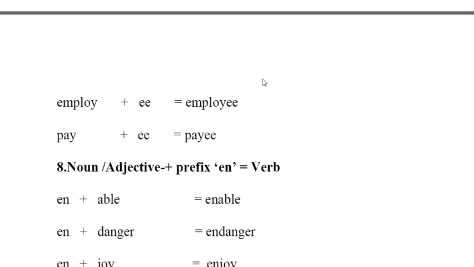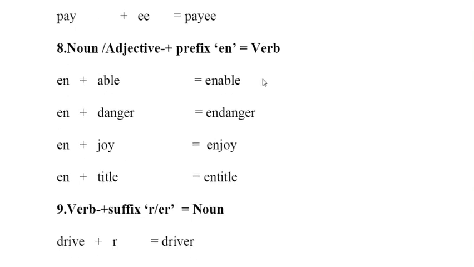Okay. So number 8 says noun or adjective, and if prefix en is added with this, it becomes a verb. Like en plus able, enable, so it becomes a verb. It was an adjective. Danger, so en is added with this, and endanger. Joy, a noun it was, en is added, enjoy. Title, en is added, entitle. So prefix en is added with a noun or adjective, then it becomes a verb.